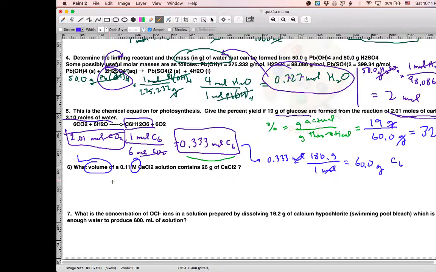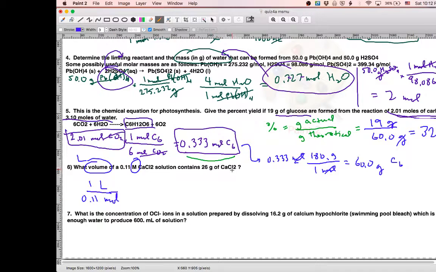Right, so how do I get liters on top? I want liters on top. How do I get it on top? I force it to be on top like this, 1 liter. Where is 1 liter in this problem? Right here, 0.11 moles per liter. That's what molar means, 0.11 moles per liter. That means 0.11 moles in 1 liter. Now I have to get rid of the moles.